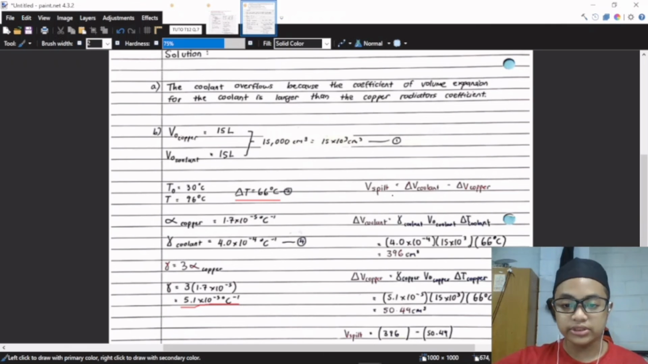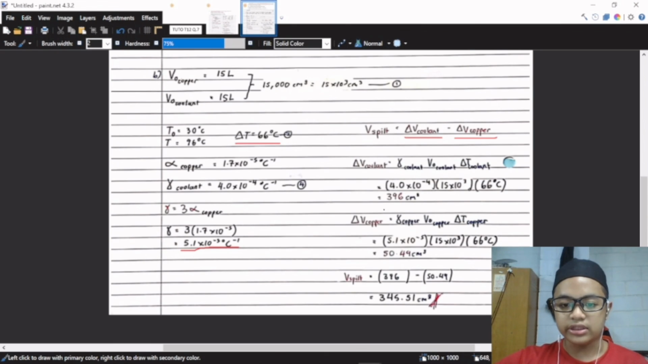Dan kita akan lakukan bersama, kita cari change in volume of coolant and change in copper, dan kita akan dapat nilai kedua-dua volume tersebut, dan kita akan substitutekan dia, dan kita akan dapat jawapan dia iaitu 345.51 cm3. Selesai.